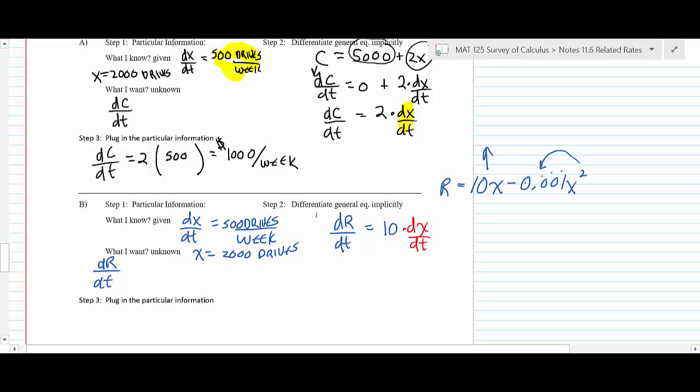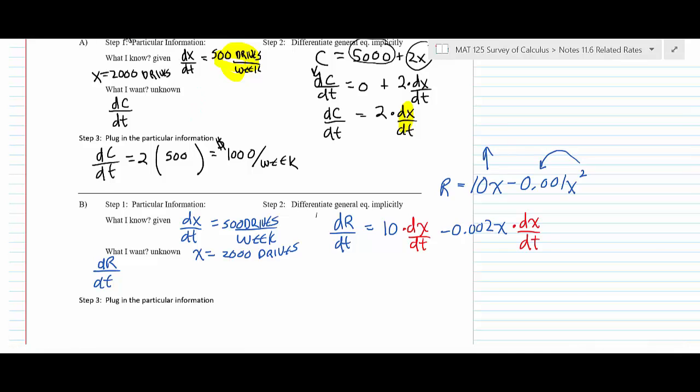Now we do the power rule, so we have minus 0.002 times x. Again, the variables don't match, so we also have to multiply that by dx over dt. That's that implicit differentiation that we worked on last week. So does everybody understand that derivative? Remember we're doing dr dt, and the t and the x don't match. That's the reason we have to put in that dx over dt.